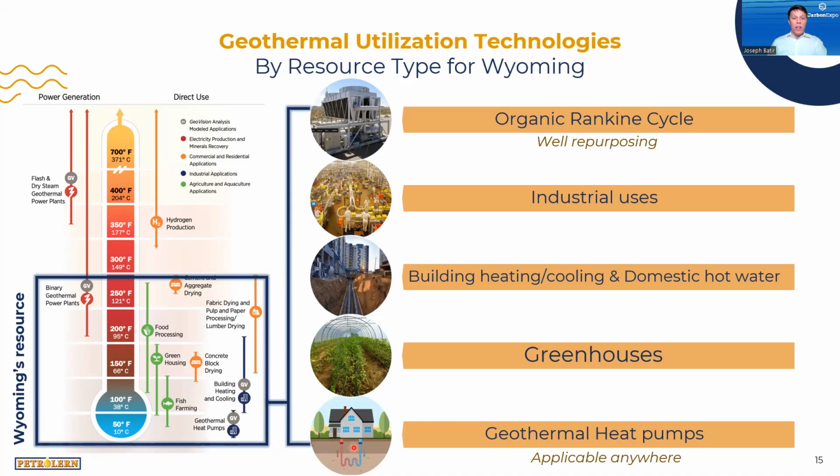In that range, we could have anything from geothermal heat pumps to greenhouses to building heating and cooling and domestic hot water, to potentially industrial heat use, and then finally organic Rankine cycle driven power production. This would be well repurposing. So I'm going to focus mostly on this organic Rankine cycle, give you a brief refresher on what that is, and then we'll talk about what could be used where.